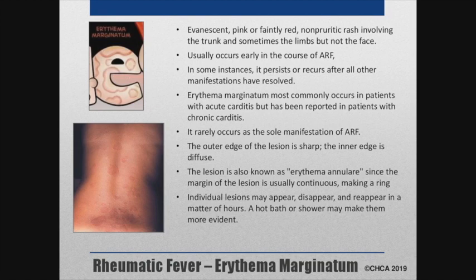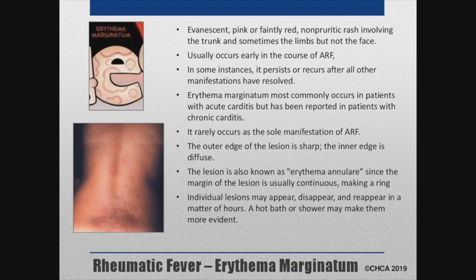E is the erythema marginatum. This is a pink, faintly red, non-purpuric rash involving the trunk. Sometimes the limbs can also be involved. It usually occurs early, again very similar to the joints in acute rheumatic fever. In some instances, it persists and can reoccur on and off throughout their experience with rheumatic fever. The erythema marginatum most commonly occurs in patients with acute carditis, but has been reported in patients with chronic carditis as well. It rarely occurs as a sole manifestation.